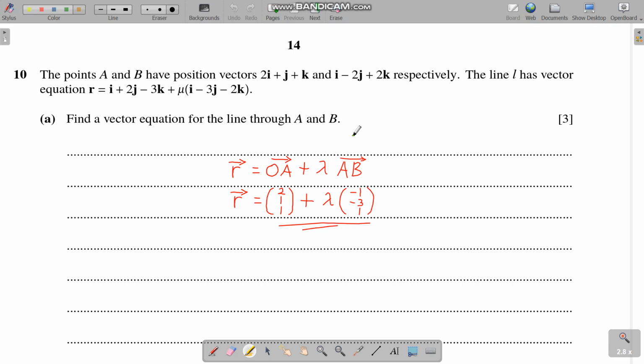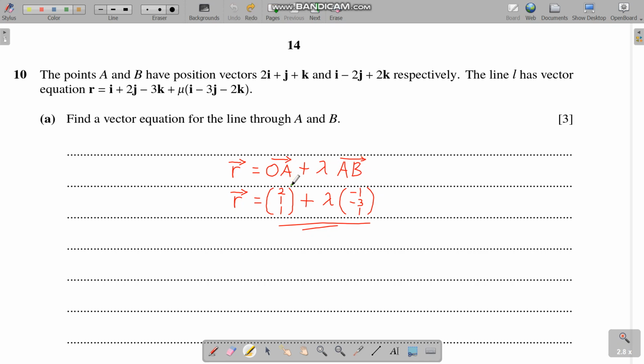The points A and B have position vectors. Find the vector equation. So for the vector equation of the line through A and B, we can use the point A or the point B, and the direction AB or BA.